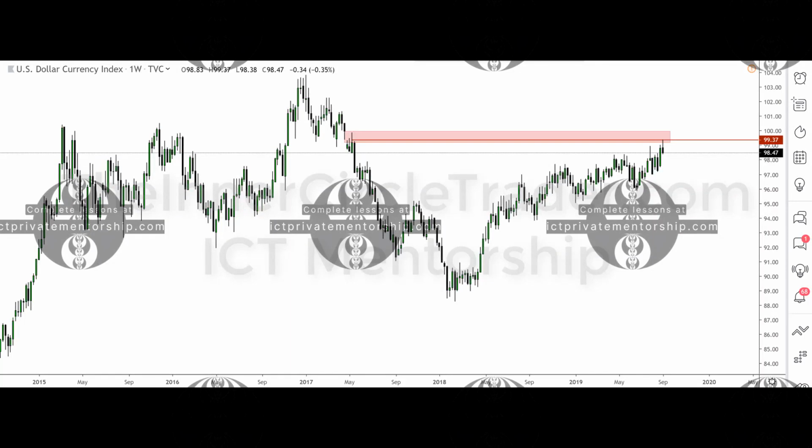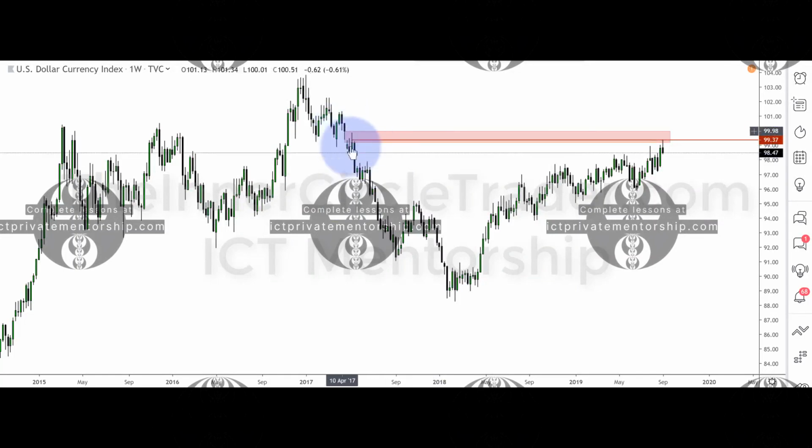All right, so we have the dollar index. This is from tradingview.com, and obviously this is the cash of the dollar index. So I have a weekly chart here. Those of you who have been following me and part of the mentorship for a while now know we've been watching this volume imbalance up here.